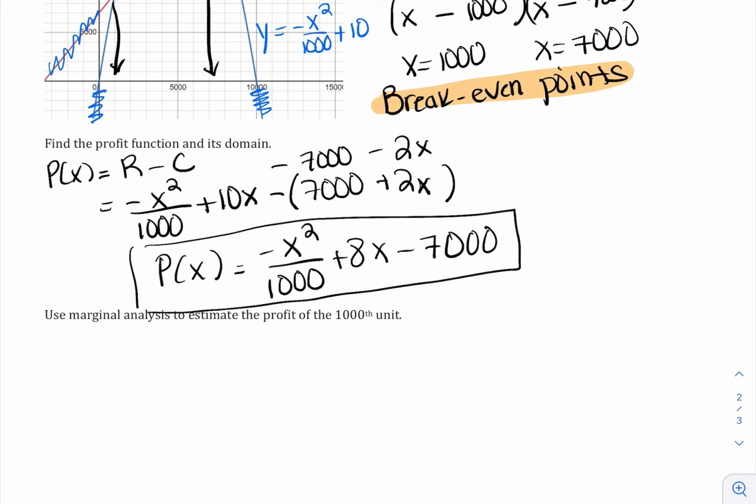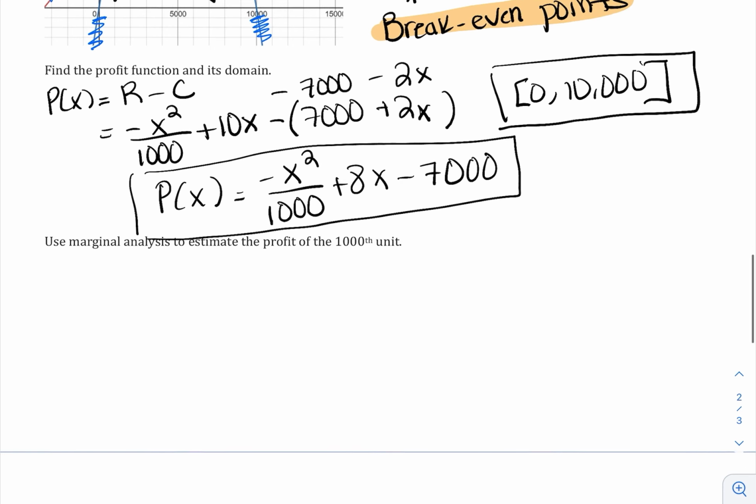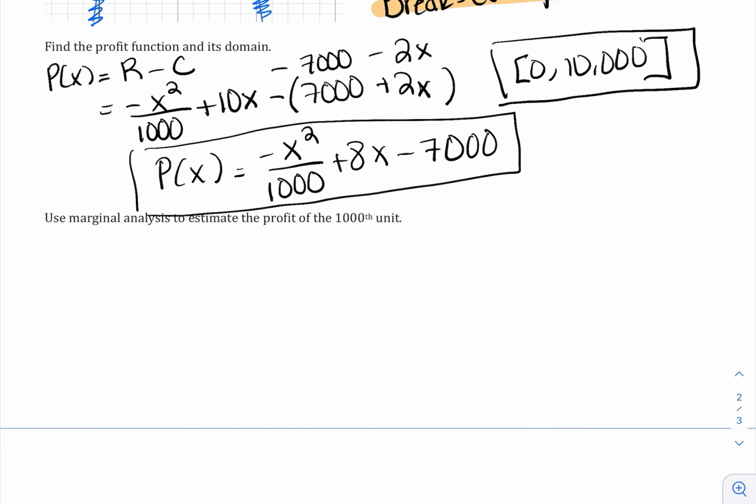And so I'm going to have the domain, and the domain is going to be the exact same domain as the revenue and the price. So 0 to 10,000. And the last question, use marginal analysis to estimate the profit of the 1,000th unit. So we have use marginal analysis to estimate.